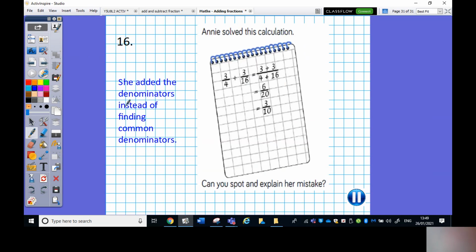Finally, number 16, Annie added the denominators here. She added 4 and 16 instead of finding a common denominator first, and that's not okay.